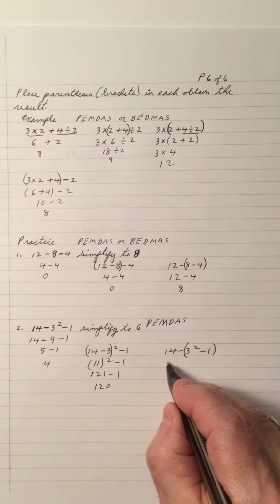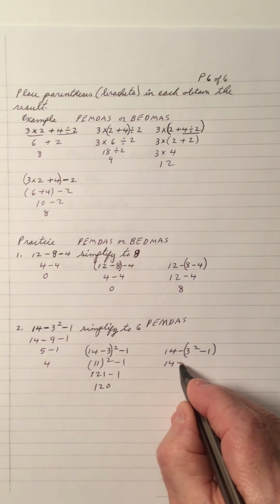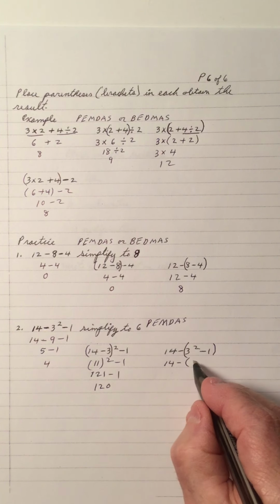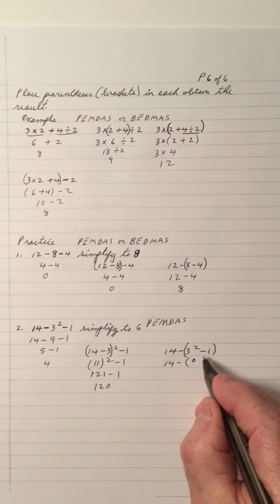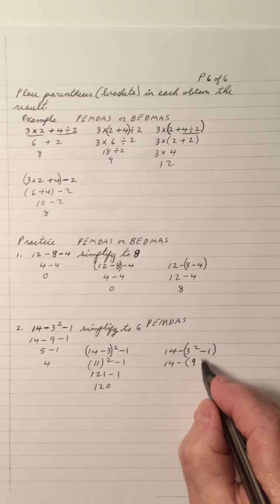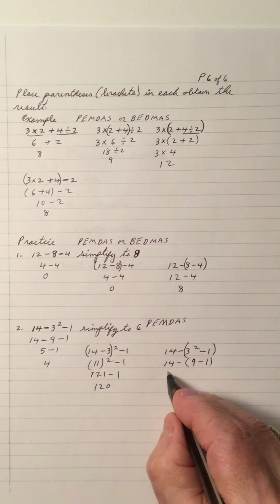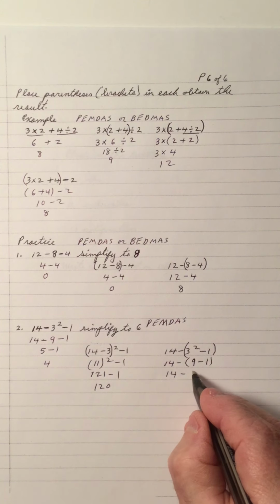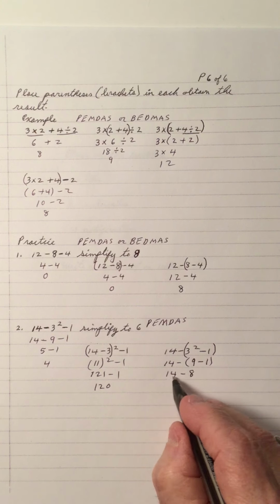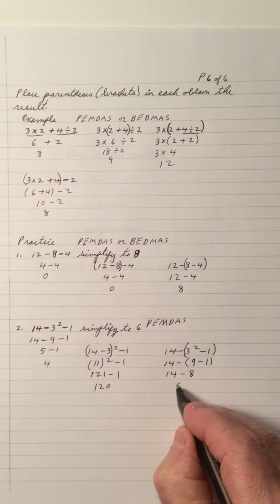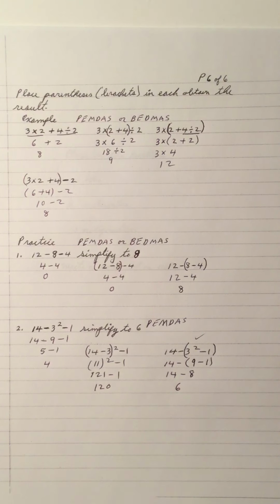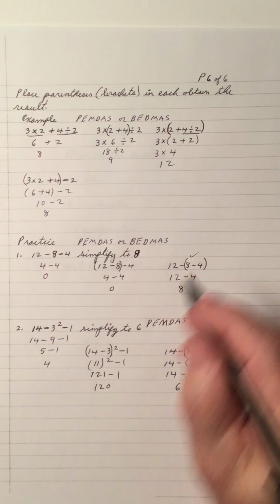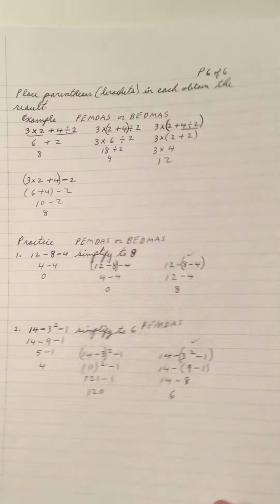What about this one? 14, I have to do the bracket first, right? But inside the bracket, I got a square and a subtract. So I square first. 3 squared is 9, minus 1 is 8. And 14 minus 8 is 6. So this is the right position of the brackets to work this out. And this was the right bracket here to work that one out.